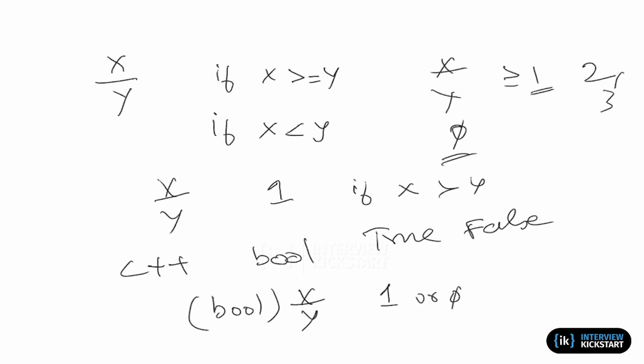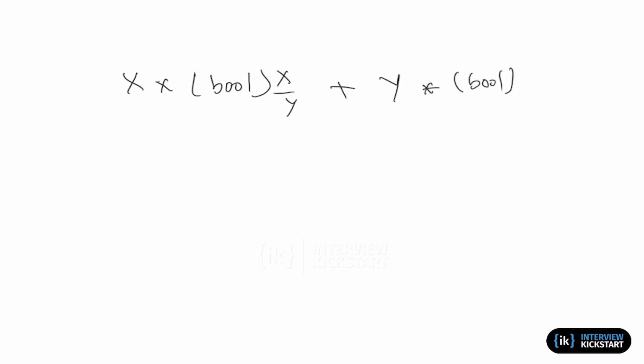Now you can use that to do our problem. So you take x multiplied by bool cast of x by y, plus y multiplied by bool cast of y by x.